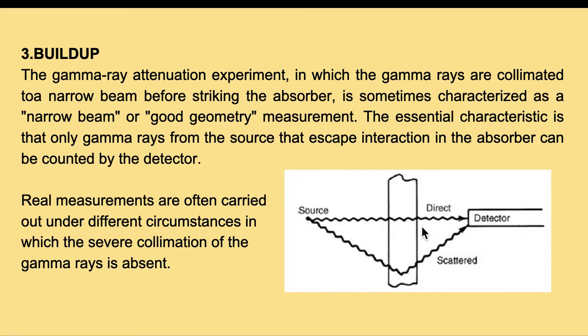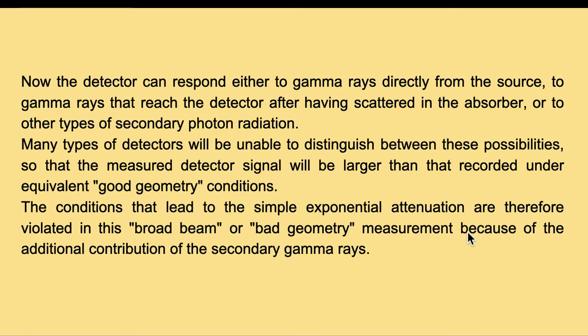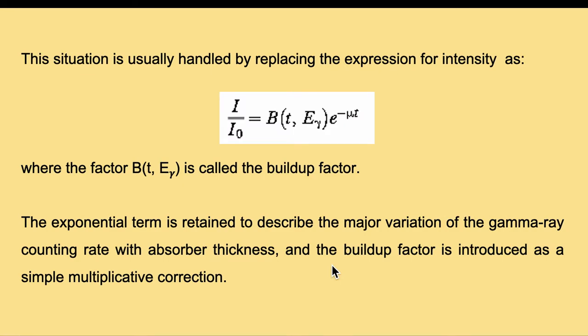In good geometry condition, you will be getting only this. And in bad geometry condition, you are getting this. That means this number will be larger than what we are normally expecting. And the conditions that lead to the simple exponential attenuation are therefore violated in this broad beam or bad geometry measurement because of the additional contribution of the secondary gamma rays.